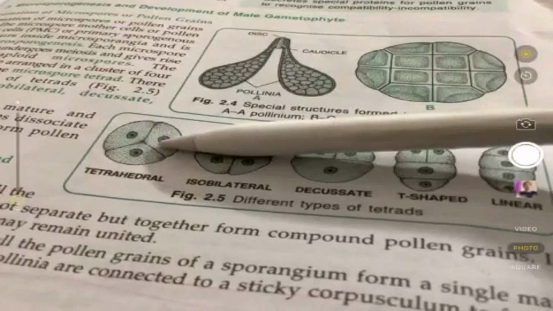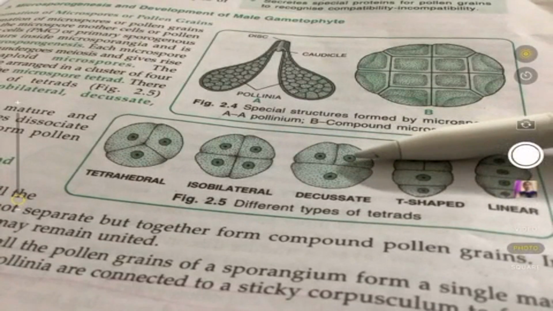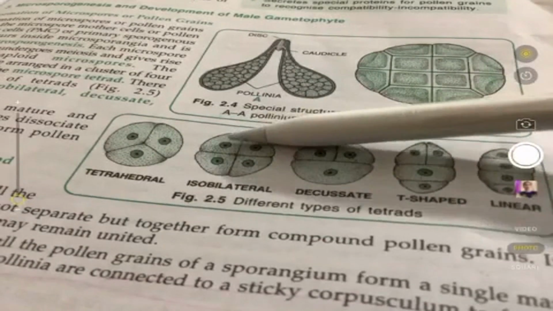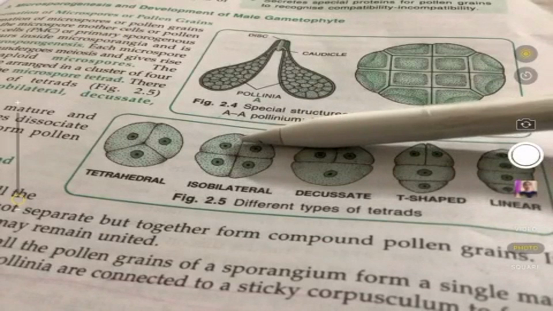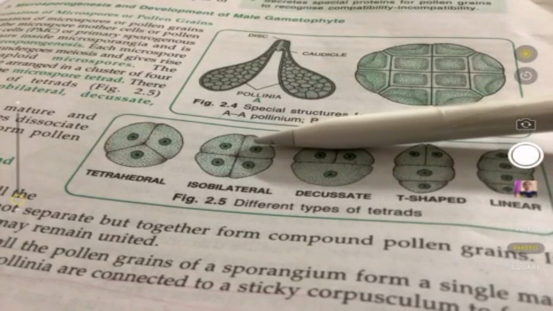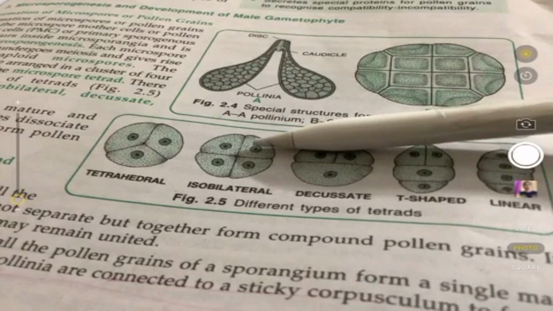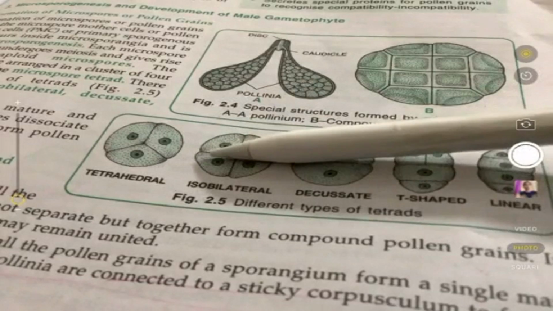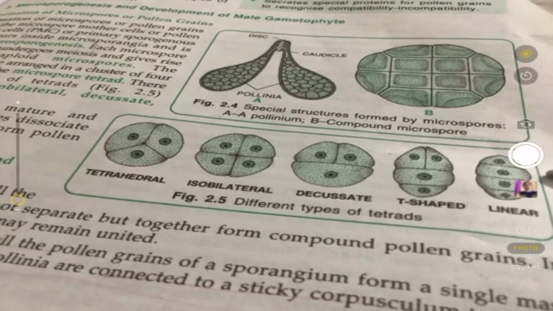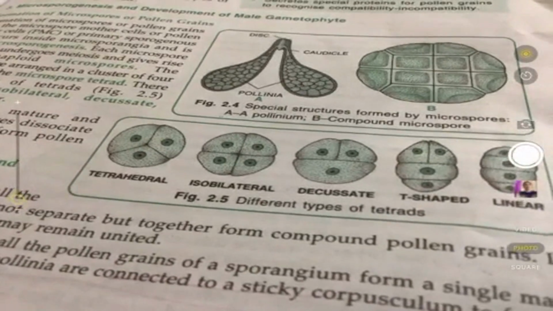So this is tetrahedral, this is isobilateral, this is decussate, this is T-shaped, and this is linear. As I told you, four microspores will be formed from an MMC, and they will make some pattern. In different plants, different patterns will be there. Those patterns are called microspore tetrads. So these 4 are those microspore tetrads.